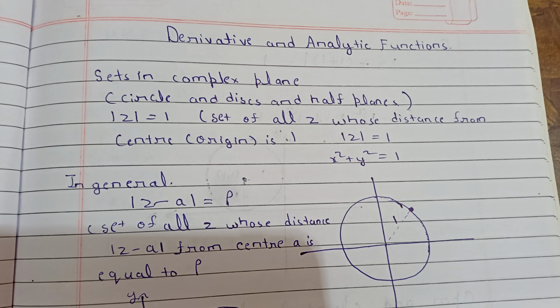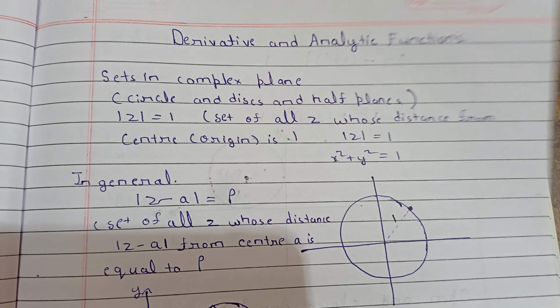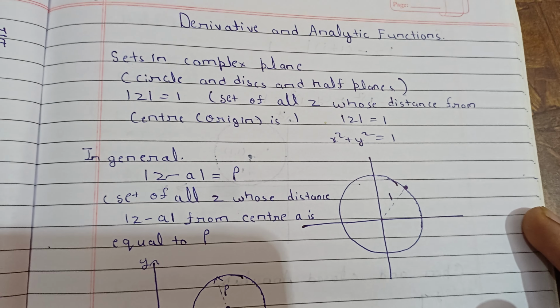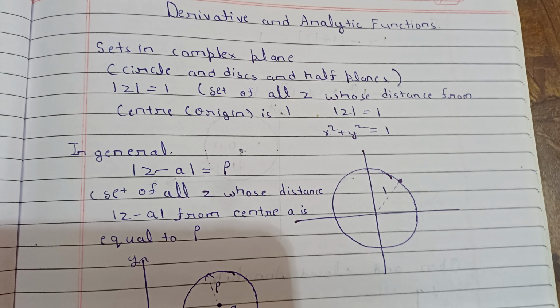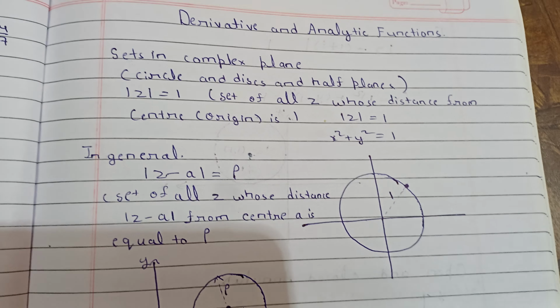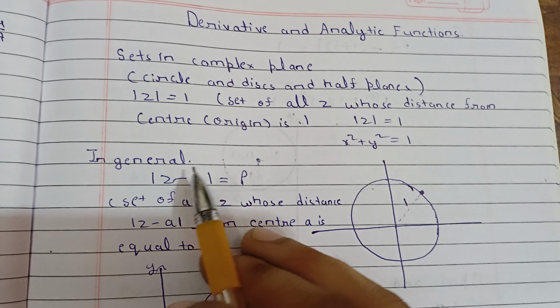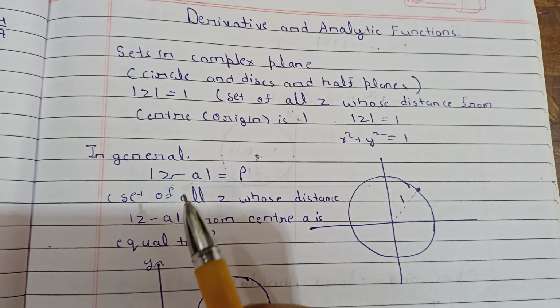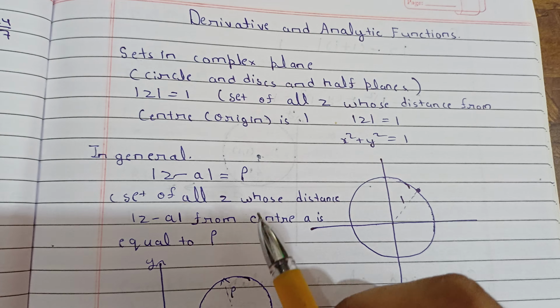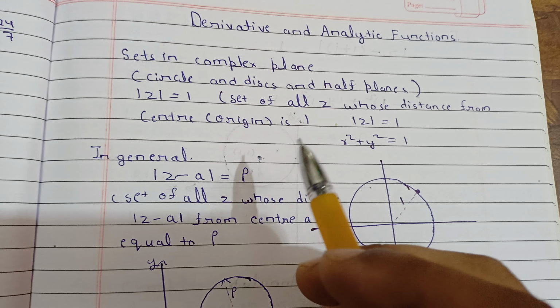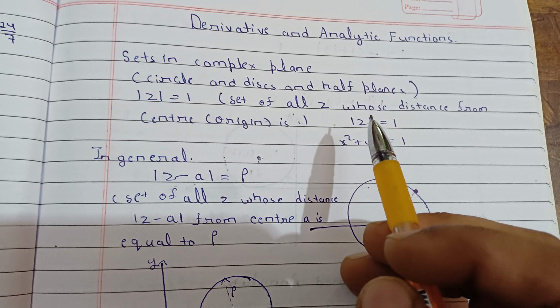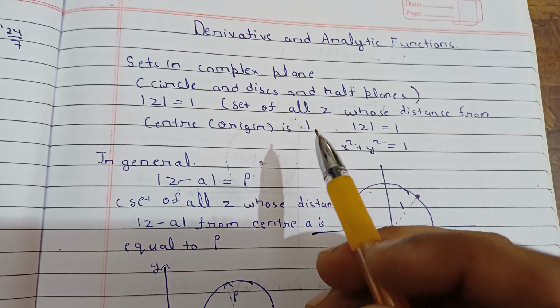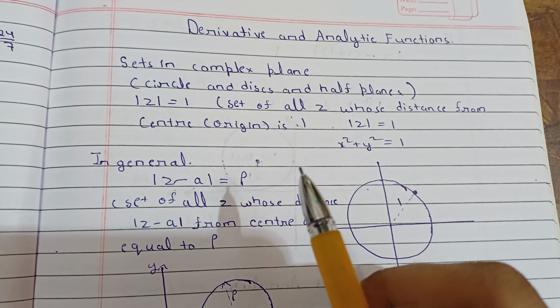First of all we will define the continuity and the limits, just like we have for real numbers. So we'll go from the basics, don't worry about it. Let's see sets in the complex plane. There are several kinds of sets in the complex plane. We will study them, like circle, disc and half planes. I will introduce all of them for you.